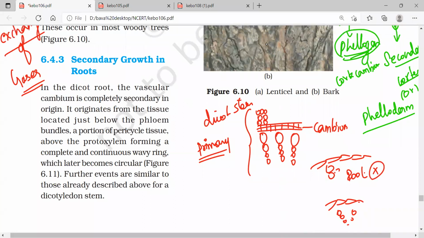Only when secondary growth takes place in roots does the cambium form. That's why it is given here that in the dicotyledon root, the vascular cambium is completely, note down, completely secondary in origin. So we can expect a question: if they give the statement that in dicotyledon roots the vascular cambium is primary in origin, the statement is incorrect. Or they can rephrase it: both dicotyledon stem and roots have a vascular cambium in their primary growth itself. Is it true? False, sir. Okay, very good.